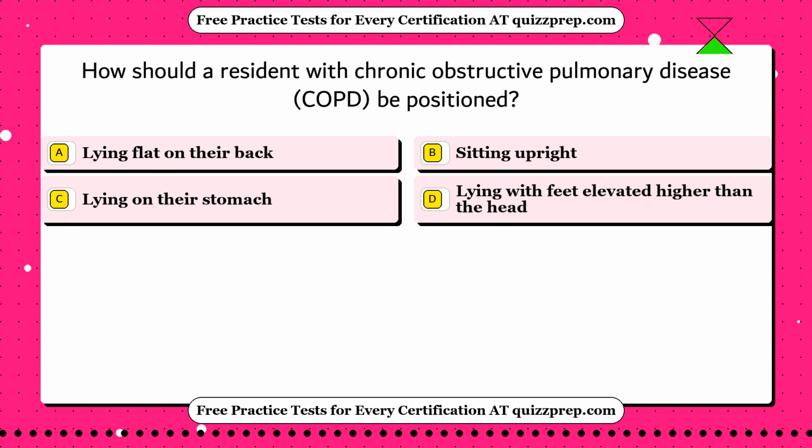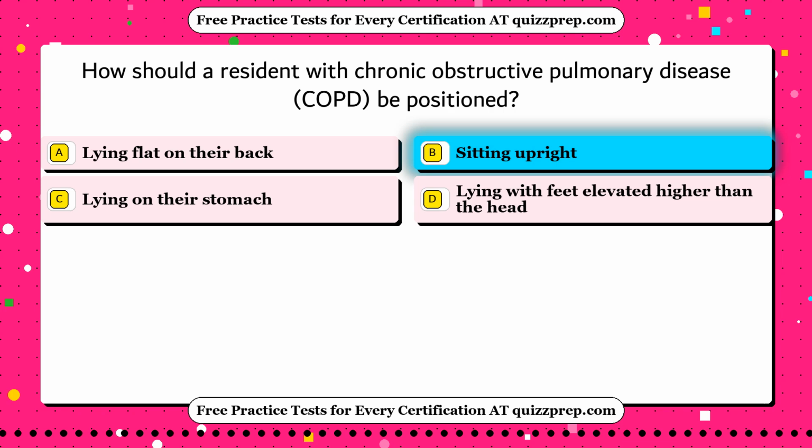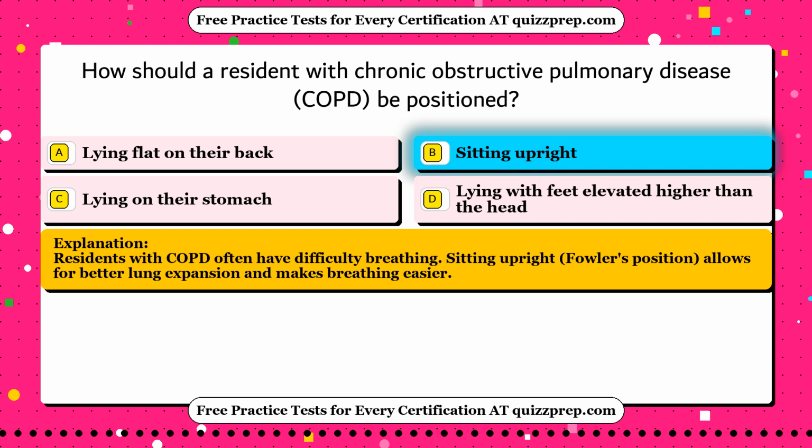Question 43. How should a resident with chronic obstructive pulmonary disease, COPD, be positioned? Option A, lying flat on their back. Option B, sitting upright. Option C, lying on their stomach. Option D, lying with feet elevated higher than the head. The correct answer is option B, sitting upright. Residents with COPD often have difficulty breathing. Sitting upright, Fowler's position, allows for better lung expansion and makes breathing easier.